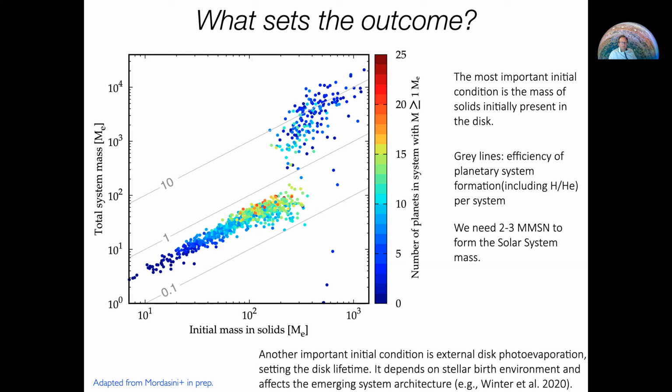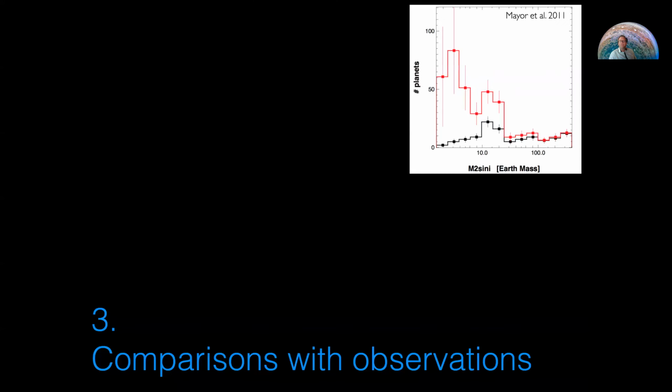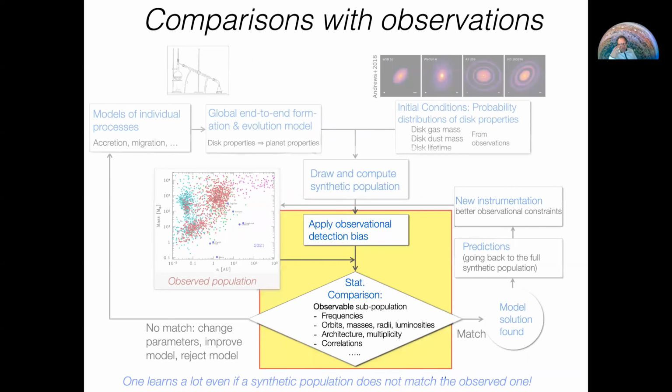The second most important initial condition is, by the way, the external disk photoevaporation, which sets the disk lifetime together with the viscosity. This depends on the stellar birth environment and also affects the emerging system architecture, which is known observationally since recently. These were all, I would say, interesting theoretical results. But of course, the point of population synthesis is then to see how it compares with observations. I want to show you this with a number of examples. There could be many more.